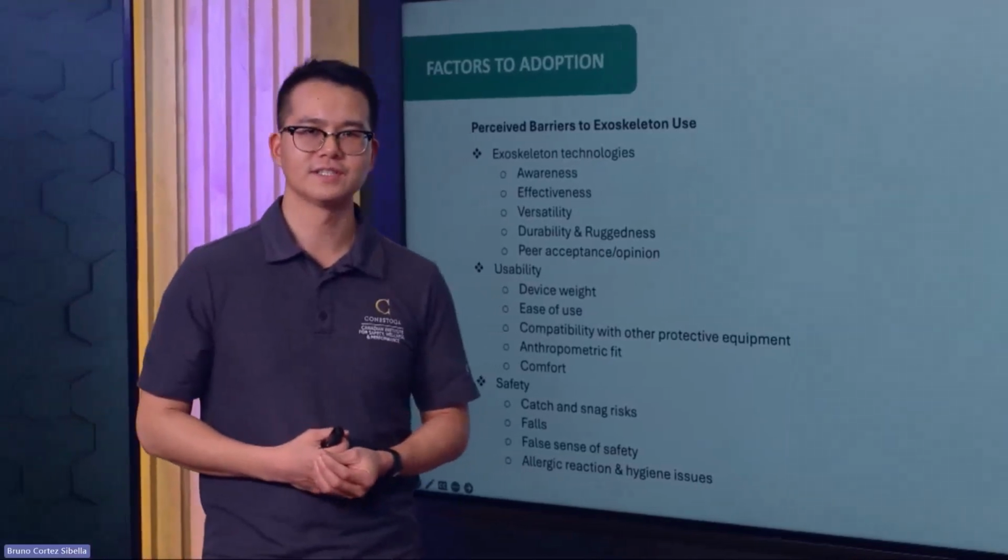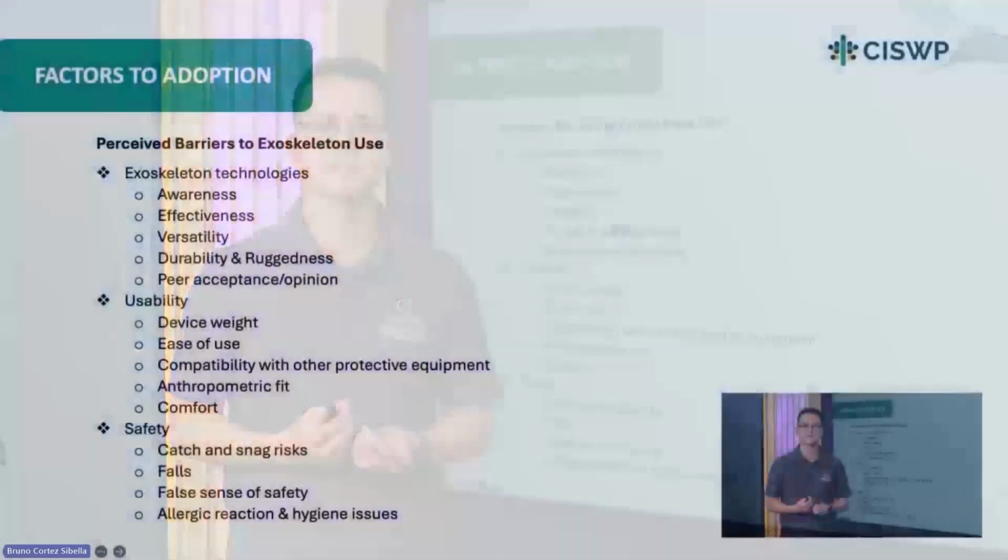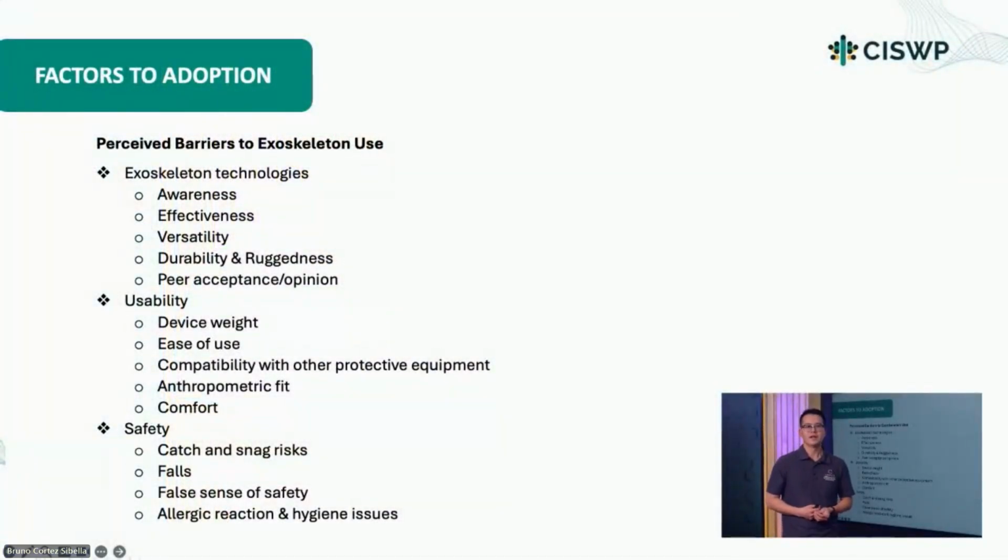Stakeholders in the construction industry have also shared their perceived barriers to adoption. There was a great study by Kim et al. out of the United States that interviewed construction industry representatives about their perspectives on adopting exoskeletons. And although they acknowledged the potential benefits, many expressed concerns about the ruggedness, effectiveness, versatility, and usability of exoskeletons on the job sites. They also questioned exoskeletons' compatibility with personal protective equipment such as harnesses.